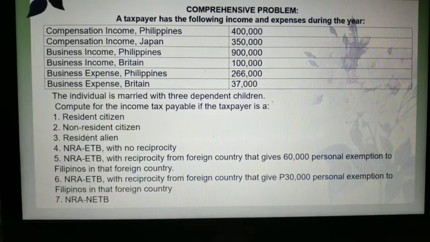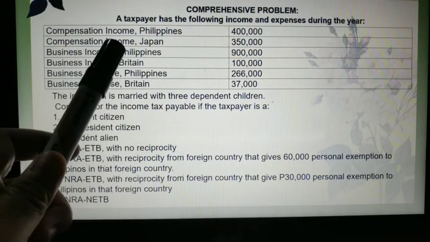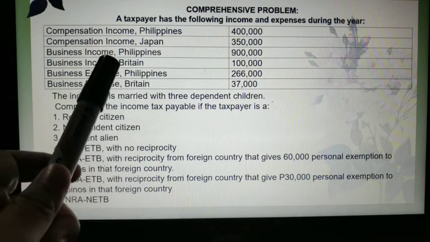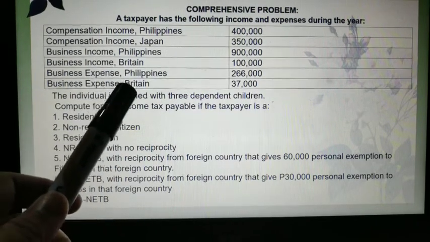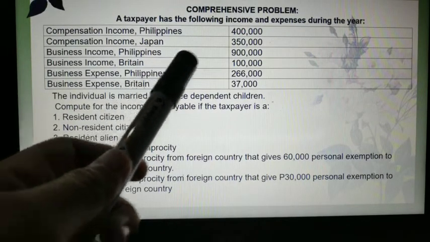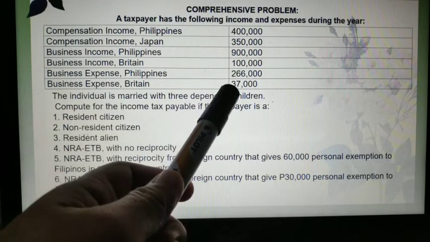So, this would be the problem na gagamitin natin para malaman ninyo how to come up with the income tax payable, which is payable to the Bureau of Internal Revenue from the income generated by a business or by a taxpayer. Okay, so these are the given. We have given for compensation income in the Philippines, compensation income in Japan, business income in the Philippines, business income in Britain, business expense in the Philippines, business expenses in Britain. So this is the amount.